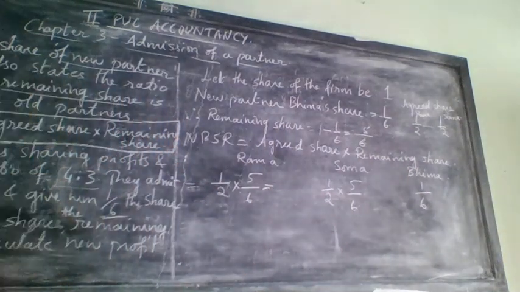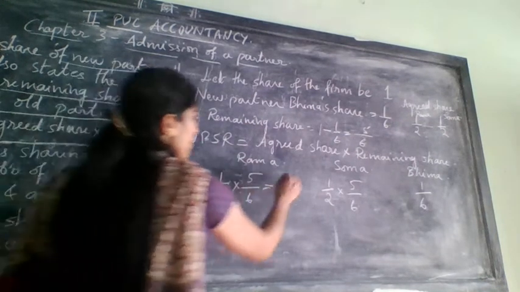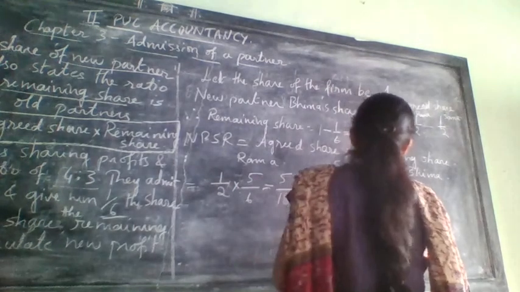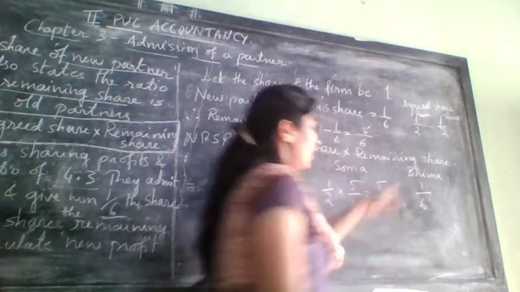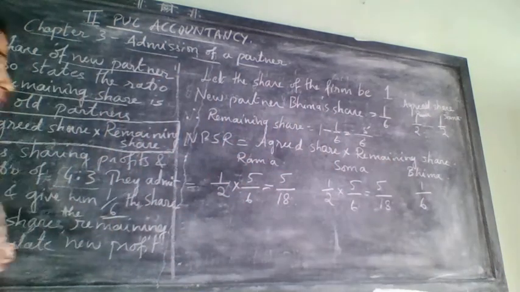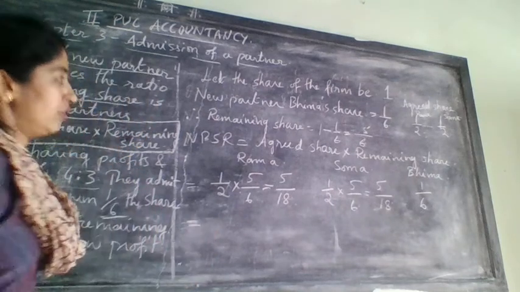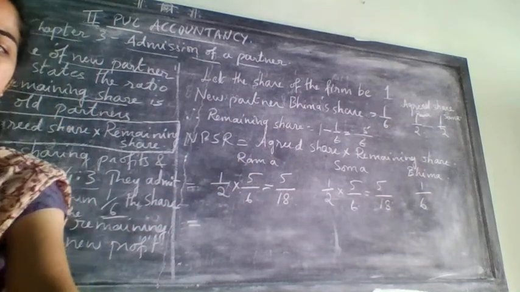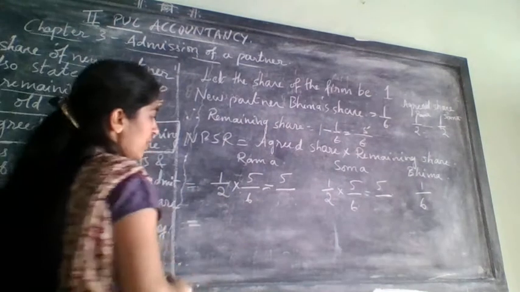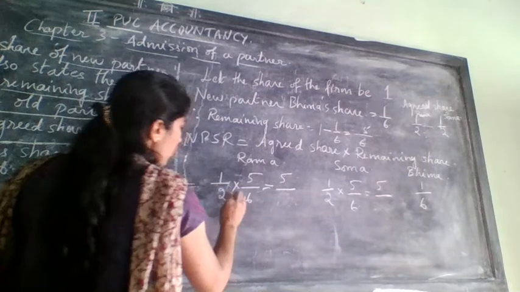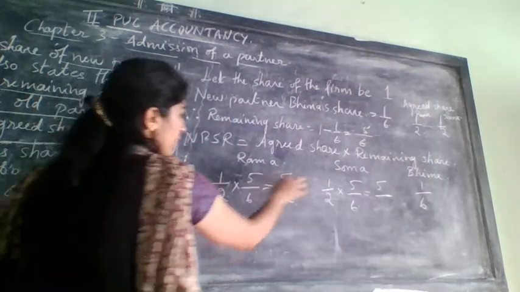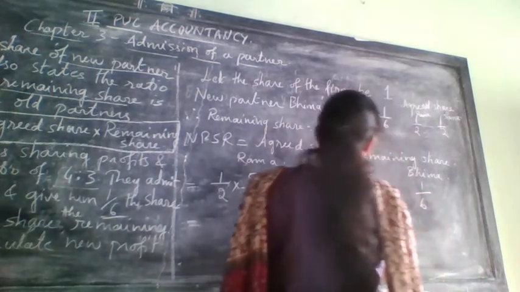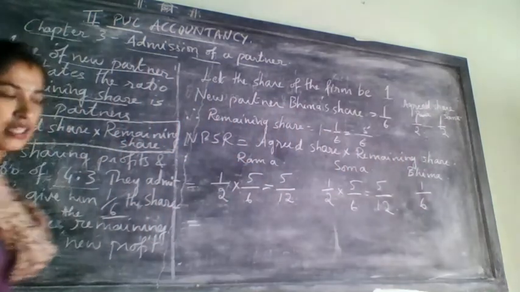After writing this, multiply numerator with numerator, denominator with denominator. 5 ones are 5, 2 sixes are 12. Sorry, I had thought this was 3, but this is 2. So 2 sixes are 12 and 5 ones are 5. Next, for Soma also, 2 sixes are 12 and 5 ones are 5. Leave that 1 by 6 like that only.